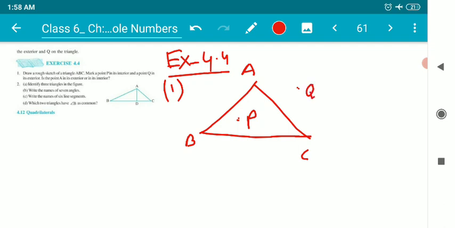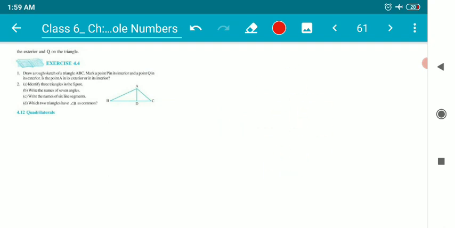Is this point A in its exterior or interior? So the vertex A, whether it is interior of the figure or exterior of the figure. So children, this point A, it's neither interior nor exterior. This point is on the figure or on the line. Okay, so we have to answer the point A is on the line. It's neither interior nor exterior.